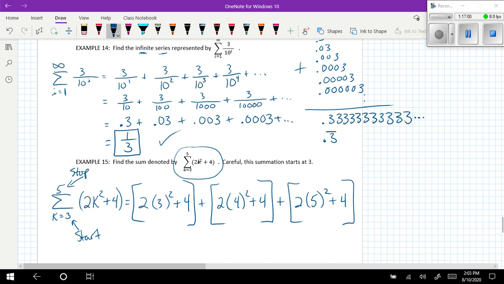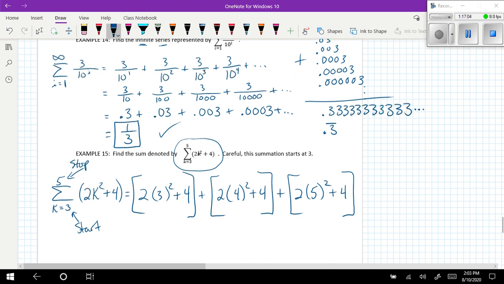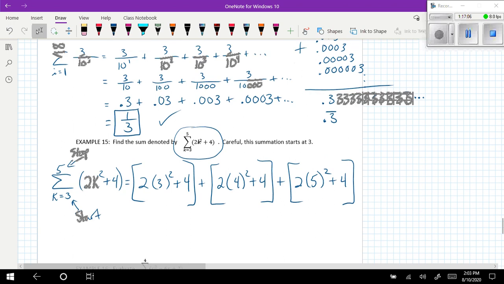And that's where I stop. So let's see what we have here. I could go slow for you, or I could go kind of fast for you. Let me see. 3 squared is 9, times 2 is 18. So this is 18 plus 4, which is 22. Plus 4 squared is 16, times 2 is 32, plus 4 is 36. Plus 5 squared is 25, times 2 is 50, plus 4 is 54.